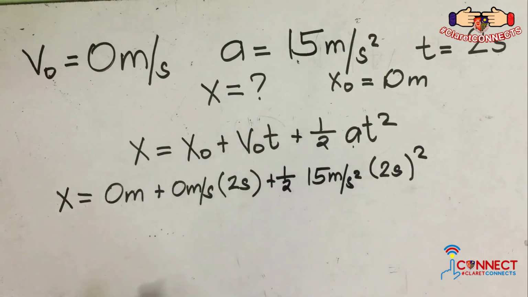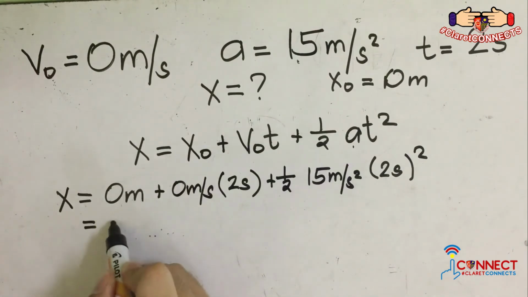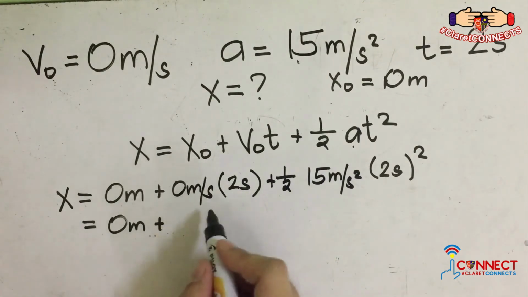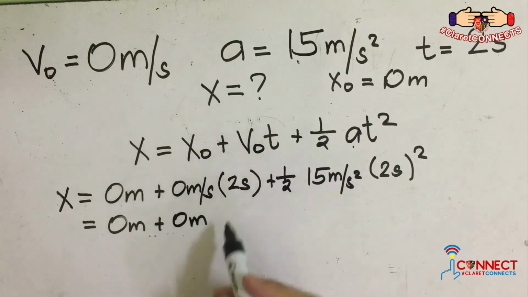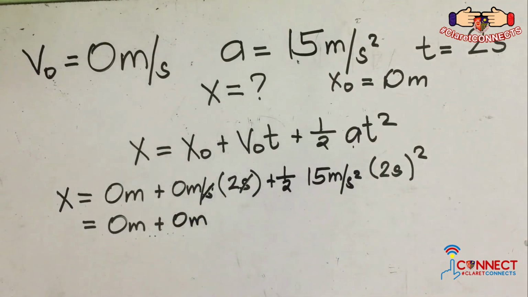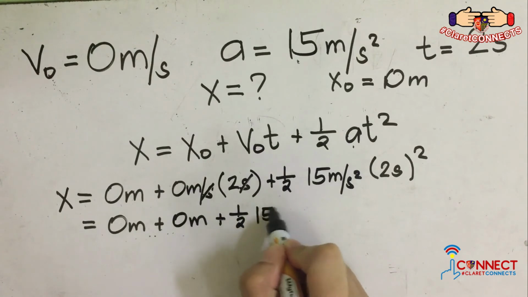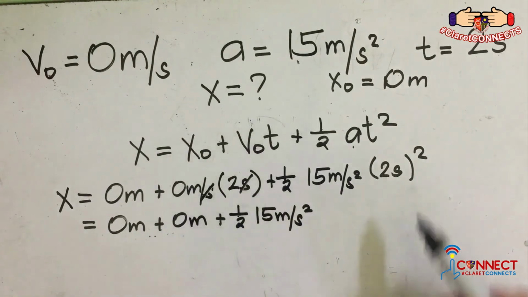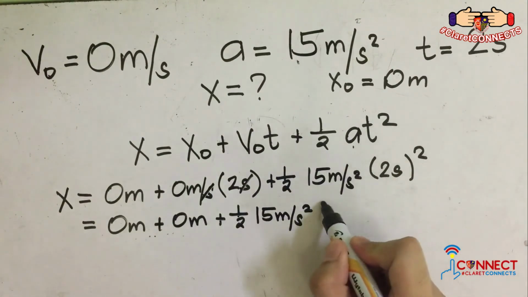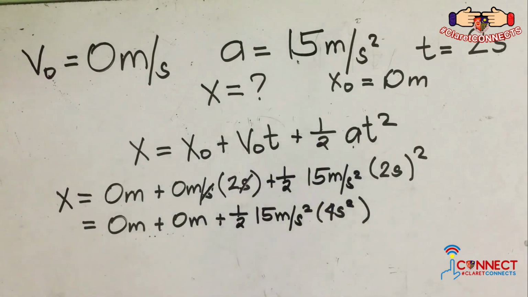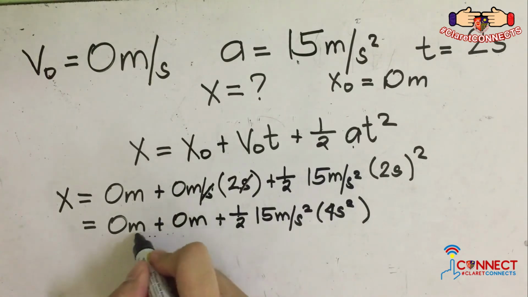Now we can simplify this one. If we're going to simplify this, we have 0 meter plus 0 meters per second times 2 seconds. That will give us 0 meter. Why? Because the seconds here will cancel. Second divided by second is equal to 1. Plus 1/2 of 15 meters per second squared. I prefer to square the time first. So 2 squared will give us 4. Second squared will give us s squared. Then 0 plus 0 is equal to 0.